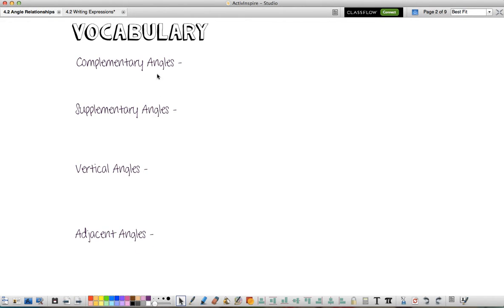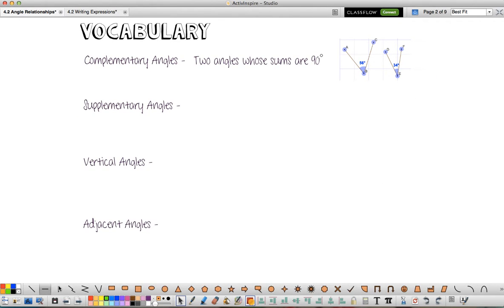So complementary angles are angles whose sums are 90 degrees. Now, typically we see these angles put together, but they do not have to be. So in your notes, you should have two examples that you write down. Here's an example of two angles that are complementary, but they are not connected. They're still considered complementary angles because 56 plus 34 gives you 90 degrees. So it makes a 90-degree angle.